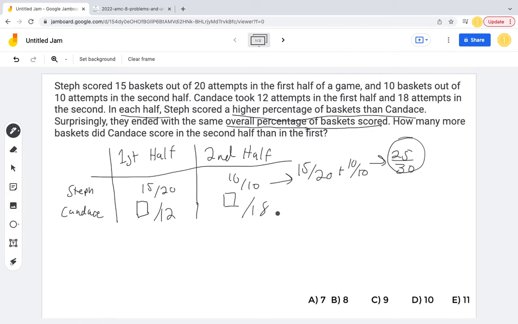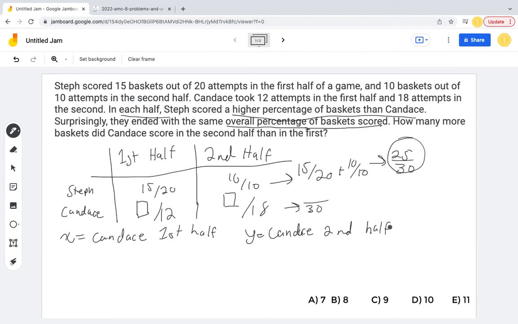Since we know that 12 plus 18 is equal to 30, but we still don't know the top because we don't know any of these, we're going to declare two variables. X is going to be equal to Candace's first half, so that's how many she scored in the first half. And Y is going to be how many she scored in the second half.